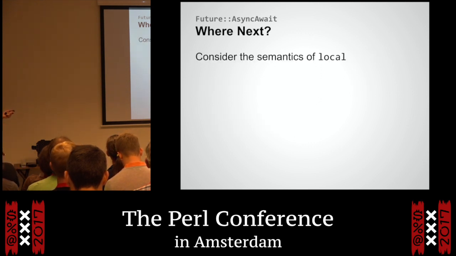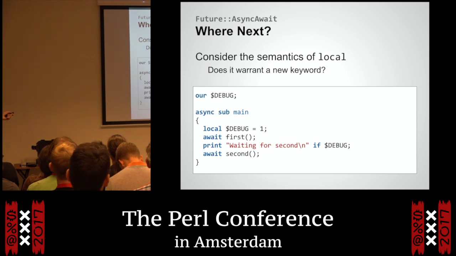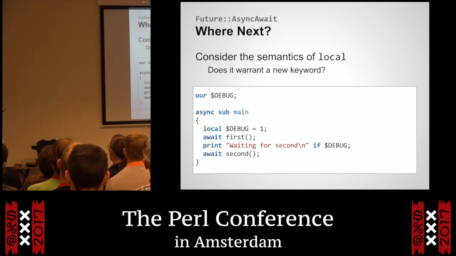I want to consider the semantics of local. It may be that I need a new keyword, because here's an example of local. You scan it through briefly, and you think, well, okay, so we have this debug variable. We set local $debug equals 1. We await this first function. We print this thing if $debug, we await the second function. It's fairly obvious from semantics that this print statement must execute, because locally, $debug is 1. But inside first, what if first itself was split into: do a first thing, then await something else, then come back?